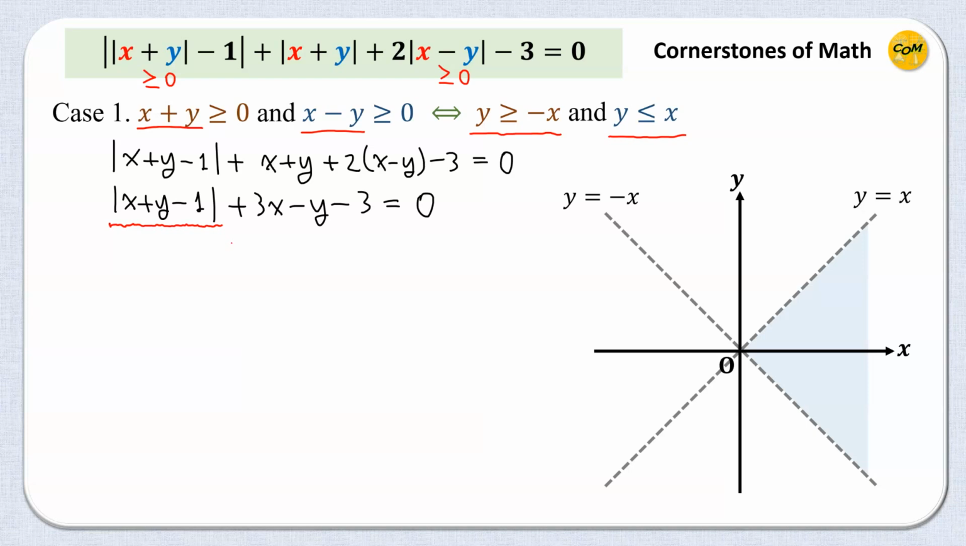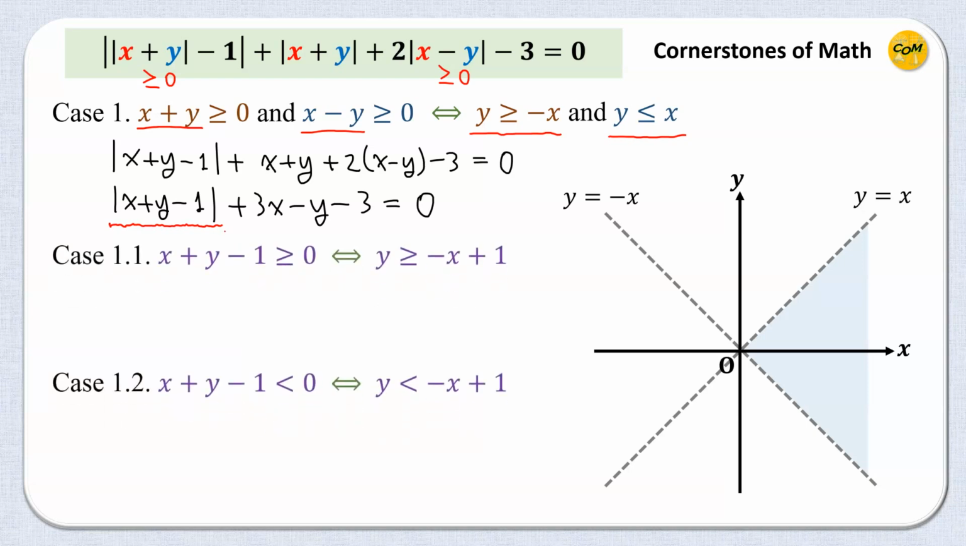It is not that difficult really. We just need more case division, now depending on the sign of x + y - 1, which gives these 2 cases. Case 1.1 is where x + y - 1 is greater than or equal to 0, or equivalently, y is greater than or equal to -x + 1. That is, above the line y = -x + 1. Case 1.2 is where x + y - 1 is less than 0, that is, below the line y = -x + 1.